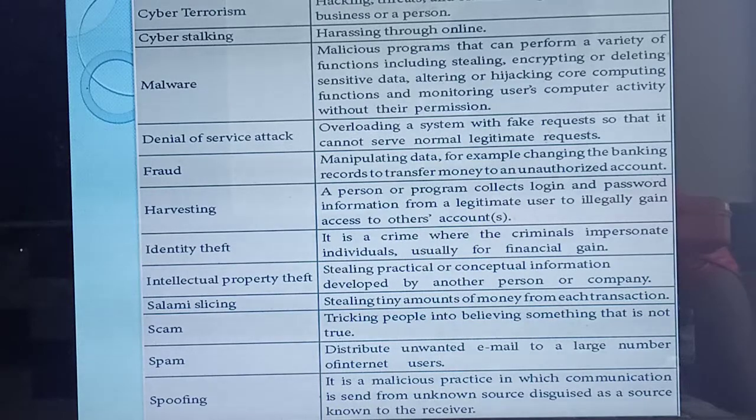Okay, first one is cyber terrorism. What do you mean by cyber terrorism? You might have heard the word blackmailing. A particular person will hack or take the information from an account, and then blackmail that person or business.